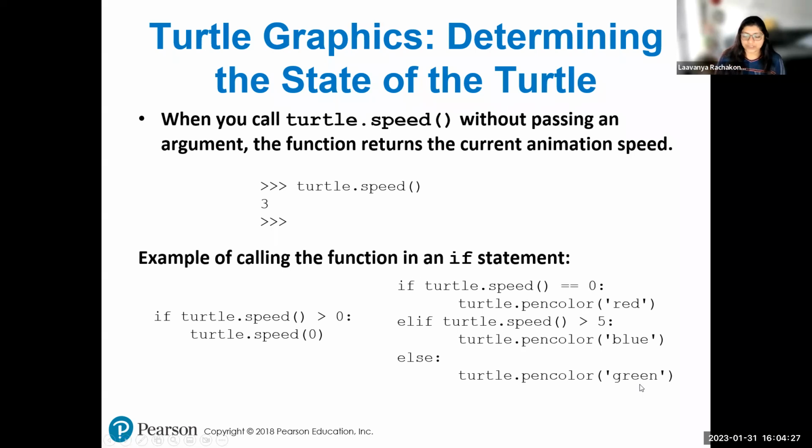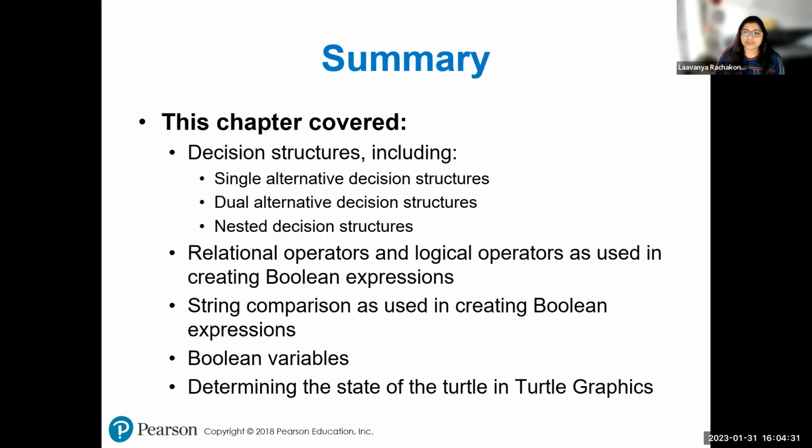So I hope this is clear. With that, we have covered decision structures, single, dual, nested, relational operators and logical operators, string comparisons, Boolean variables, and determining the state of the turtle in turtle graphics. The next video will be the lab for chapter 3, which I'll be posting soon.